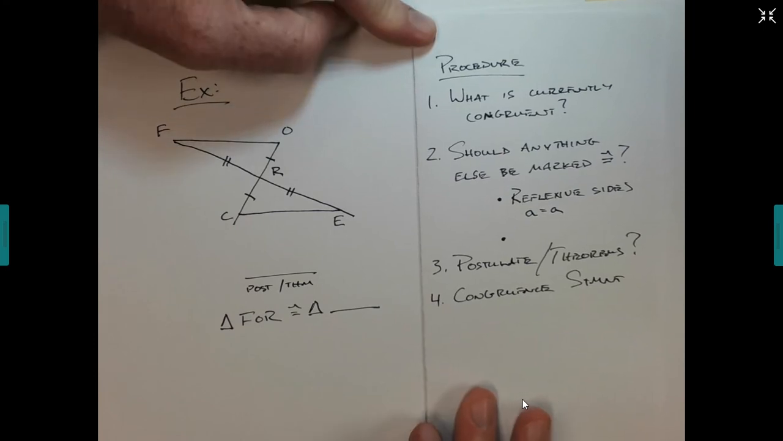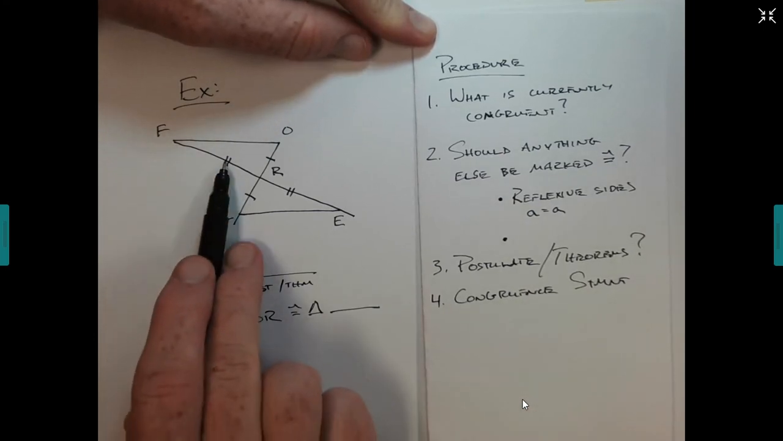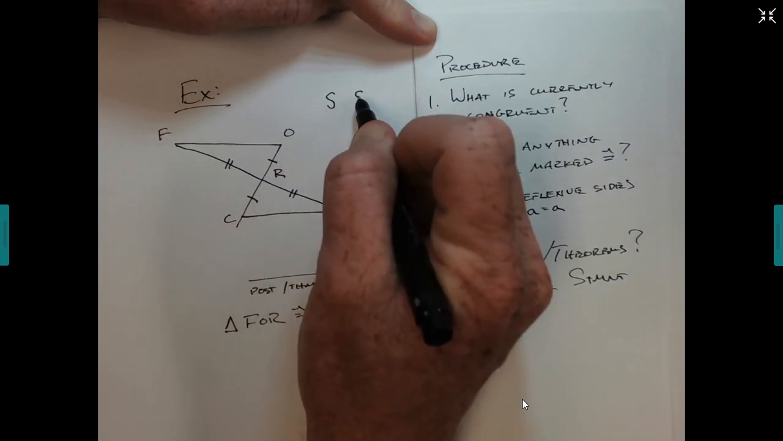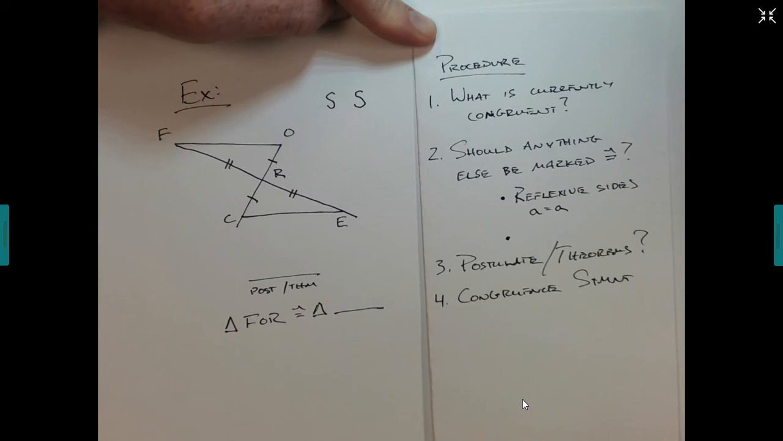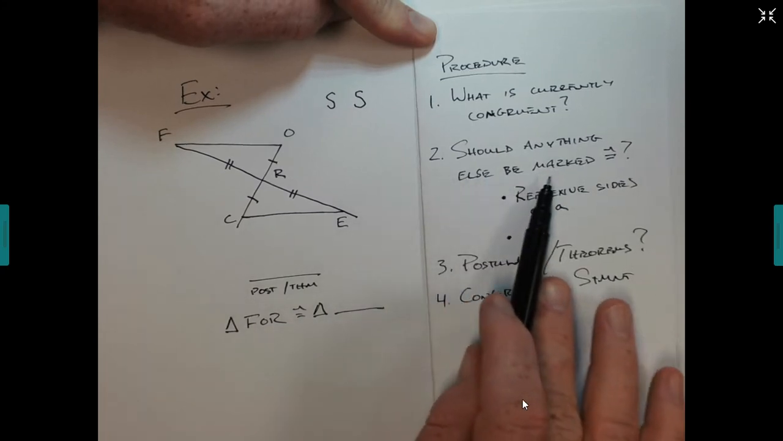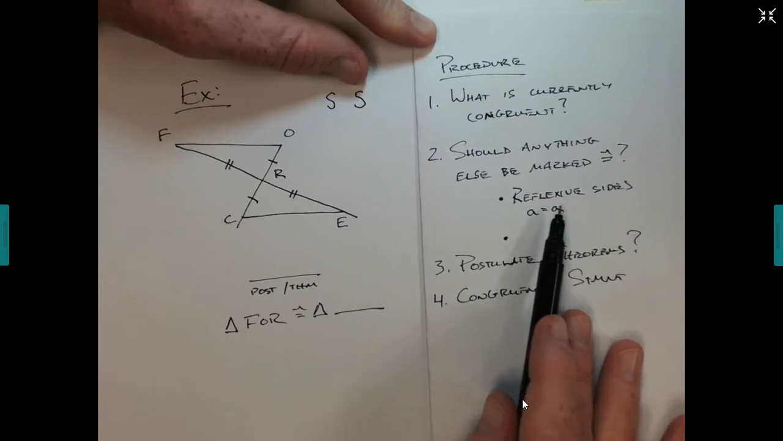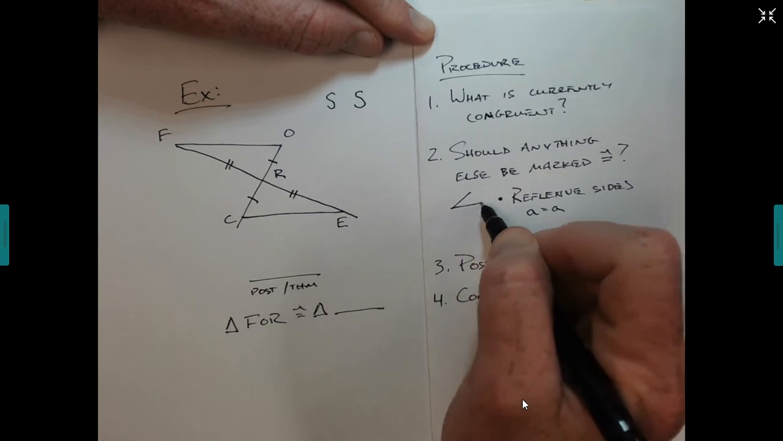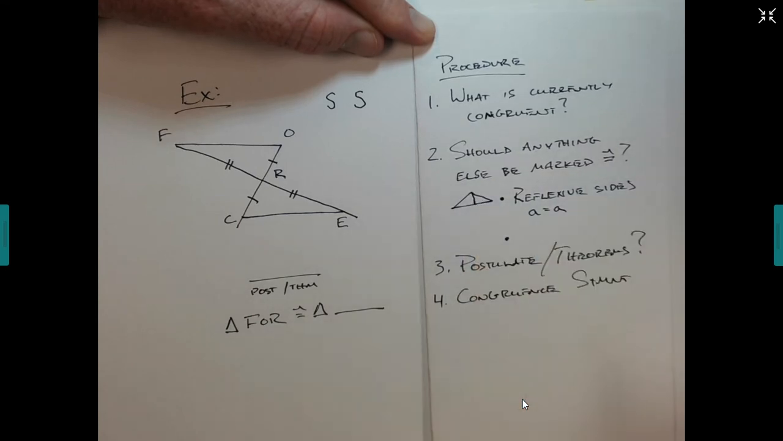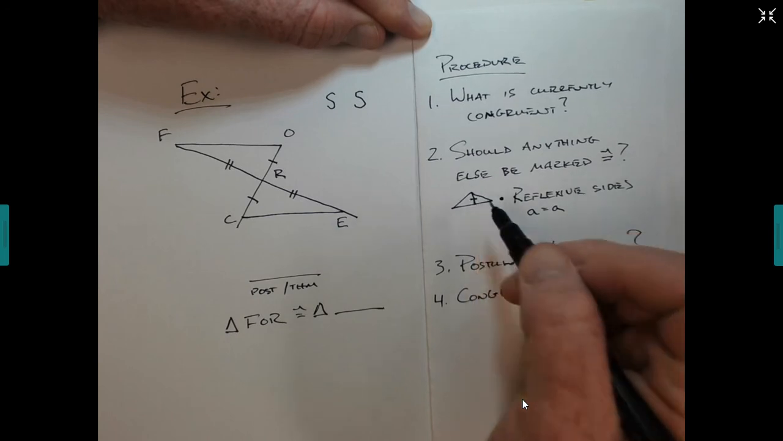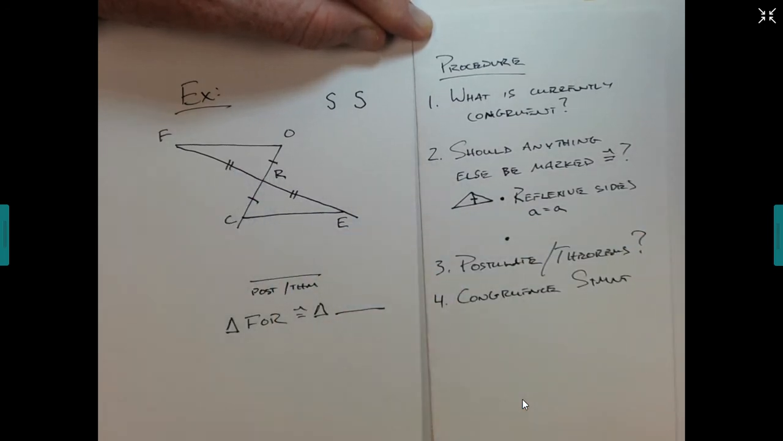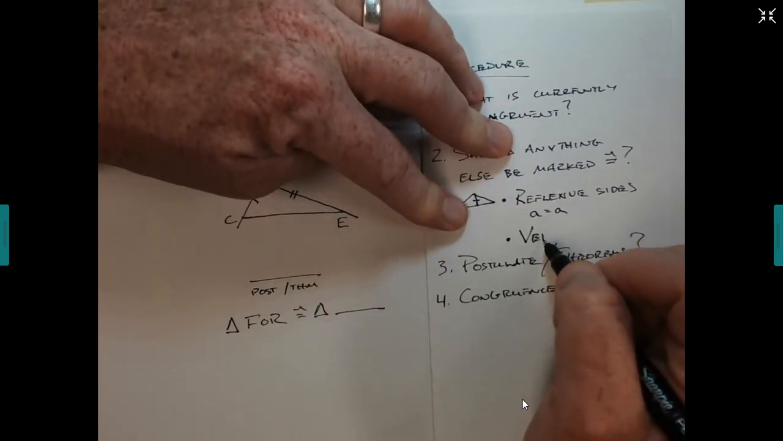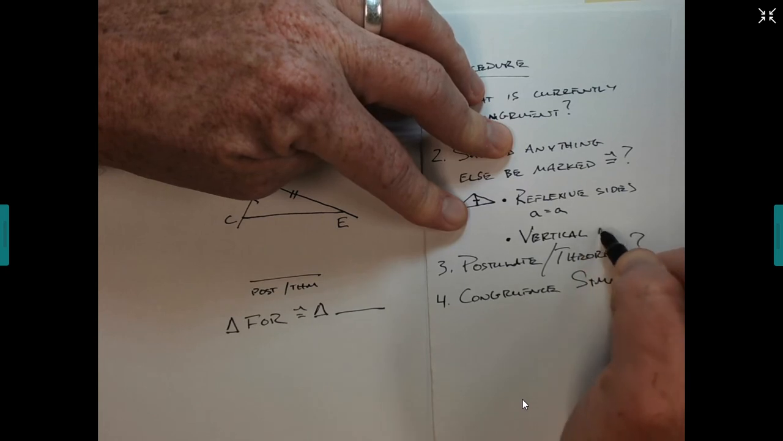Well, if we go through the procedure again, we should be able to figure this out. First, what is currently congruent? In each triangle, again, I happen to have 2 sides that are marked congruent. Should anything else be marked congruent? Do I have any reflexive sides? Trying to remember, reflexive sides, that's when we have 2 triangles sharing a side. If that's going on, we can mark it. None of these triangles are actually sharing a side. The other thing you need to be ready to look for, we've studied this a whole bunch, vertical angles.